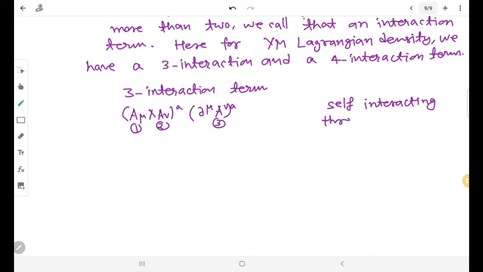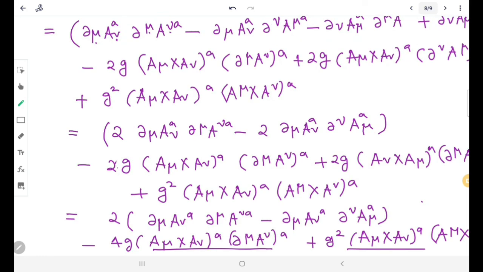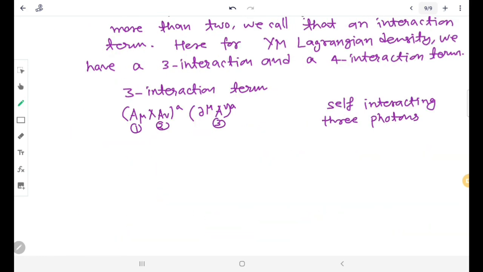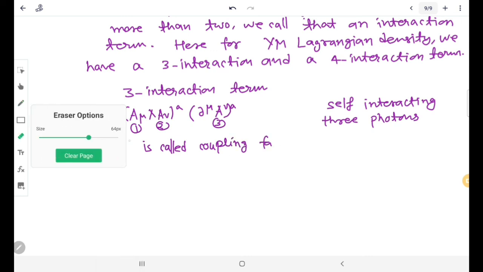So self interacting 3. A mu is called photon. Okay, so 3 photons. And there is a factor multiplied to this. You see this is a factor of G. Okay, so G is called the coupling factor. This actually defines the coupling strength factor. This is called the coupling factor of 3 interaction.